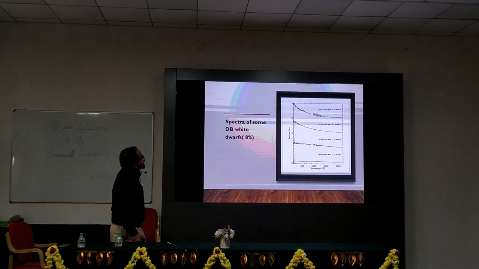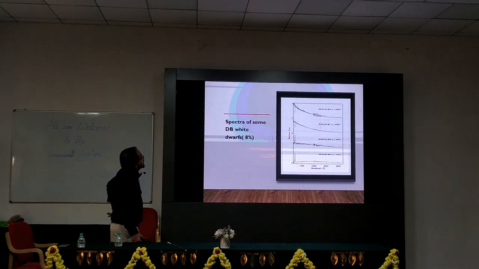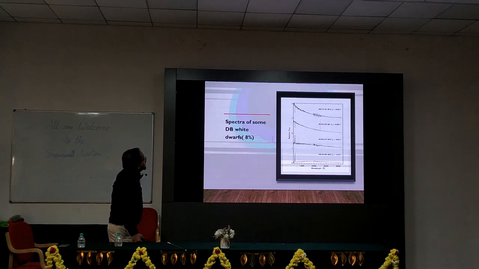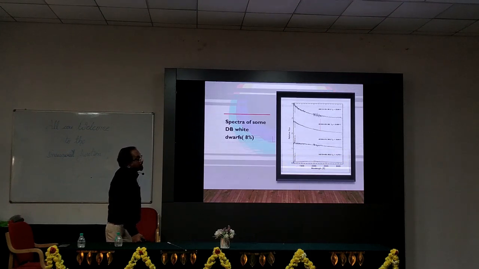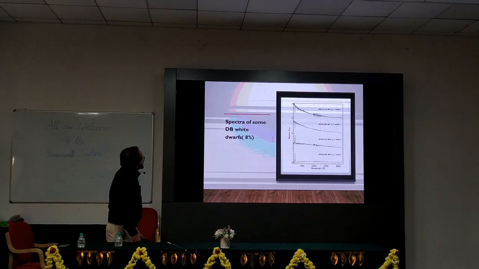So hydrogen lines are there, because that means hydrogen is there on the surface, most of it, with no other material. DB white dwarfs are those having helium in the atmosphere. Okay, so helium lines are there.